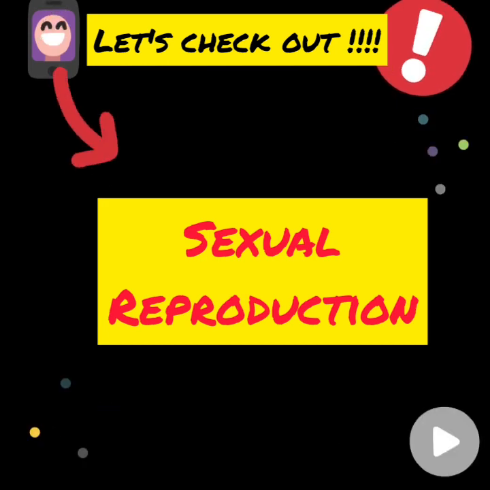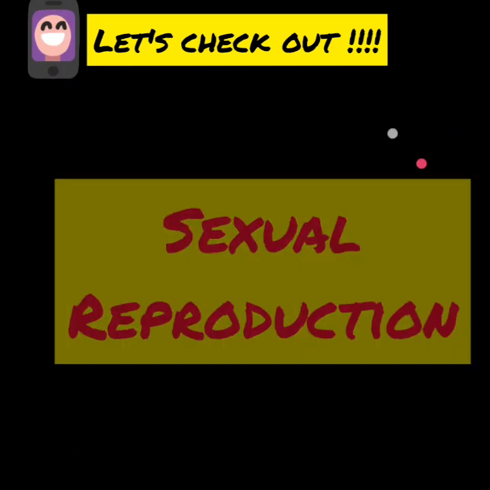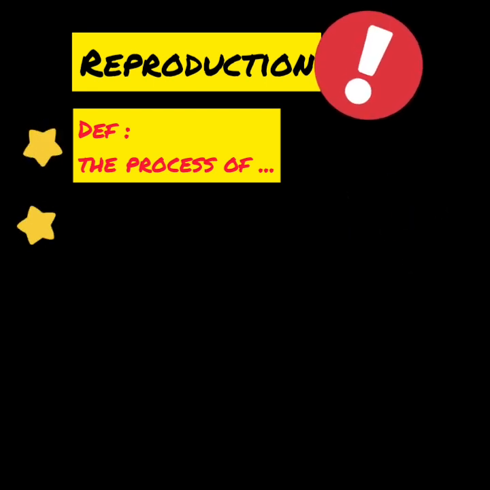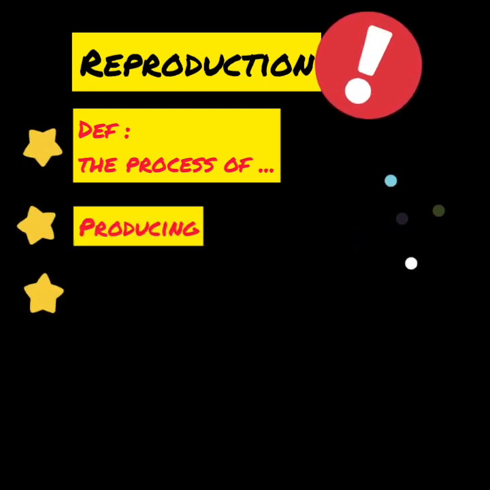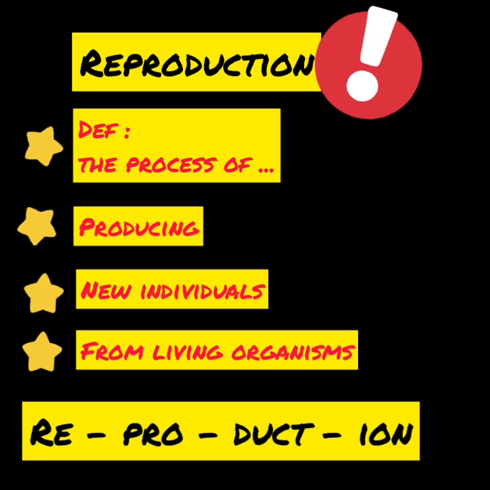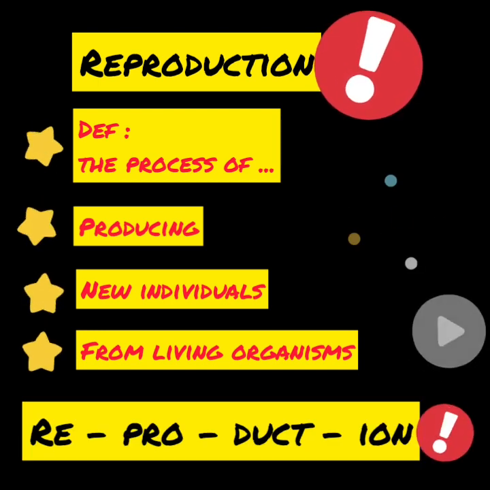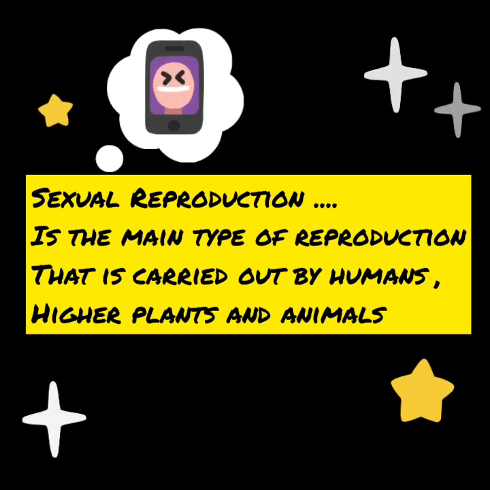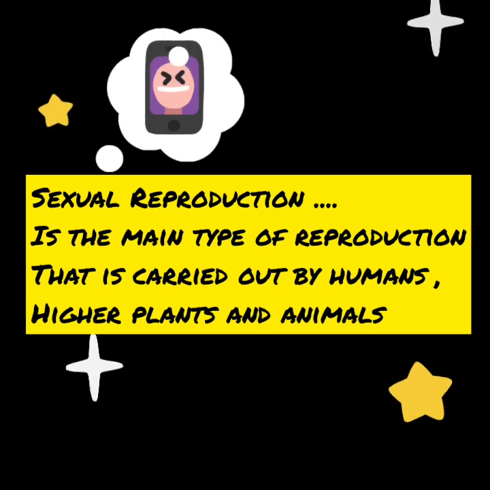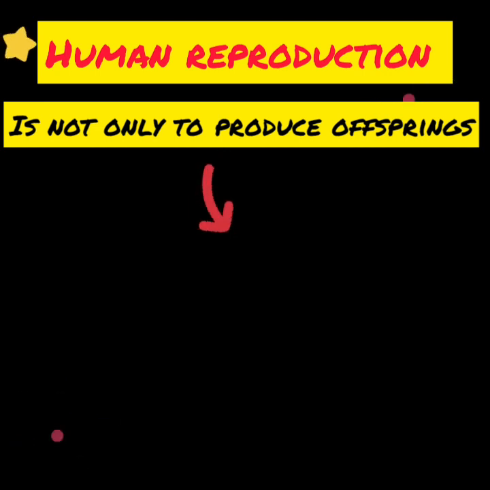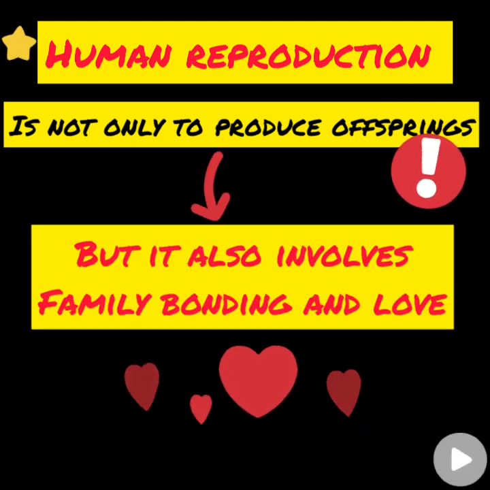So let's explore what sexual reproduction is. By definition, reproduction is the process of producing new individuals from living organisms. Sexual reproduction is the main type of reproduction that is carried out by humans, higher plants, and animals. Human reproduction is not only to produce offspring, but it also involves family bonding and love.